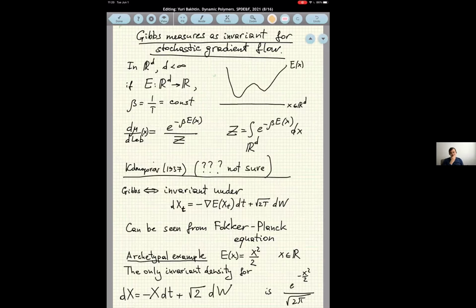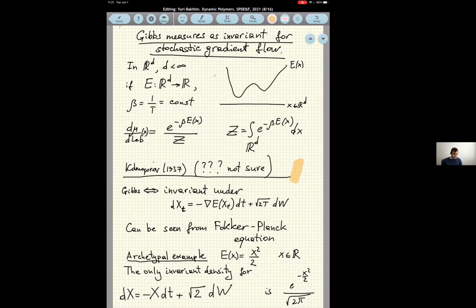So, in search of a new approach to polymer measures, I suggested to my student Hanbin to study Gibbs measures as invariant for stochastic gradient flow. This is a very old idea in finite dimensions. It goes back to Kolmogorov, I think. Tell me if somebody knows better, but I think it goes to Kolmogorov's paper from 1937 on reversibility of the laws of nature, where he essentially says that Gibbs measures can be identified.